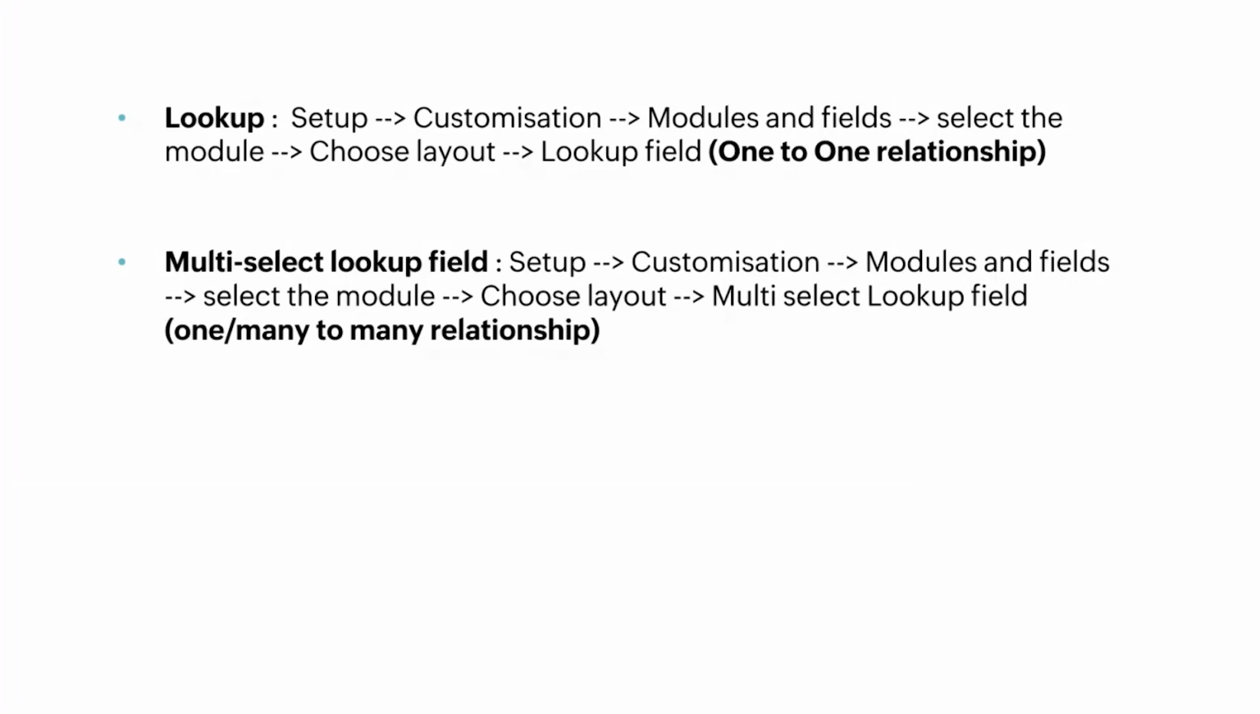As I mentioned earlier, I have created a module called partners, and I need to make sure that each contact is associated to this partner. So how can I take care of this association? That is done with the help of a lookup or multi-select lookup field. If you want a one-to-one relationship, which is like one contact to be associated to only one partner, you will go with a lookup field. If you want one contact to be associated to multiple partners, you're going to go with a multi-select lookup field.